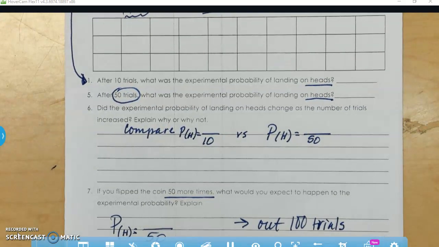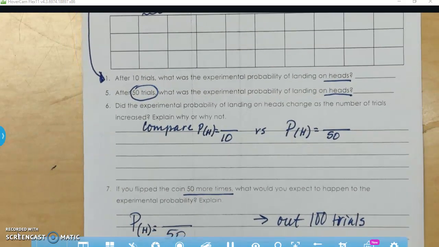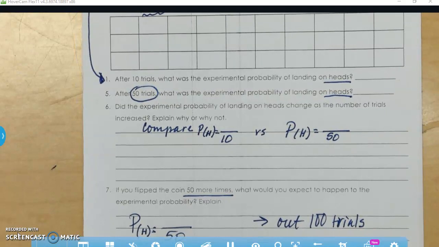Okay. Please be ready to share these responses tomorrow during our Zoom class, and we're going to see what kind of variety of results we get with our experiment.